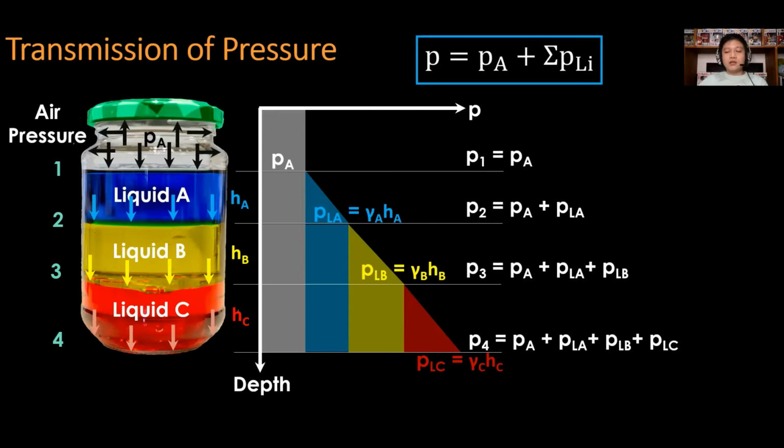Thus, in equation for layers of fluids, the value of pressure at any point is equal to PA, that is the air pressure, which is equal to 0 if it is exposed to the atmosphere. Again, the gauge pressure is equal to 0 if we are dealing with a surface that is exposed directly to the atmosphere. So next, we will add this to the sum of P sub Li. So this is now the pressure combination of the involved fluids. And for the pressure of the liquids, that is gamma times the height.